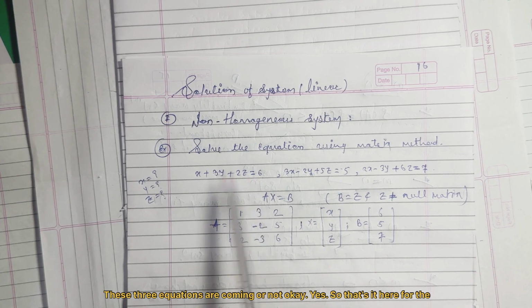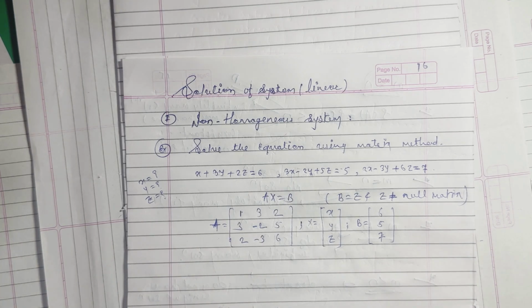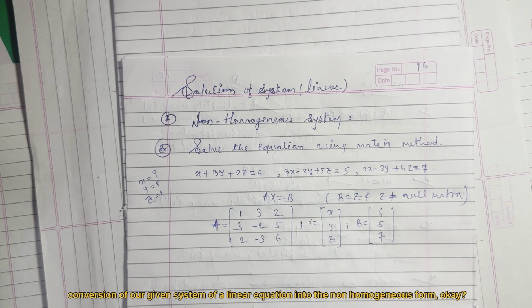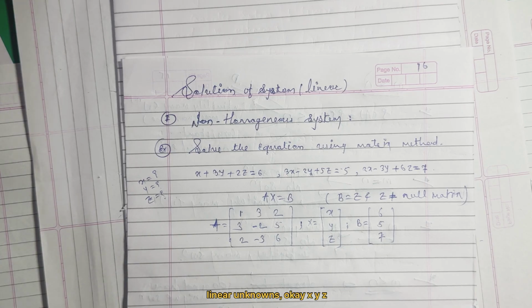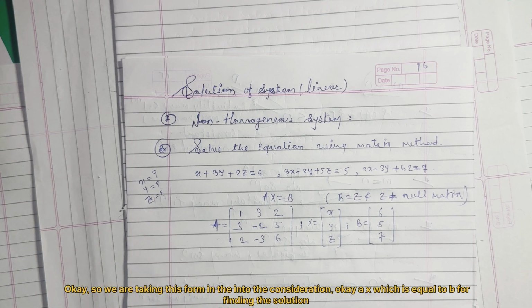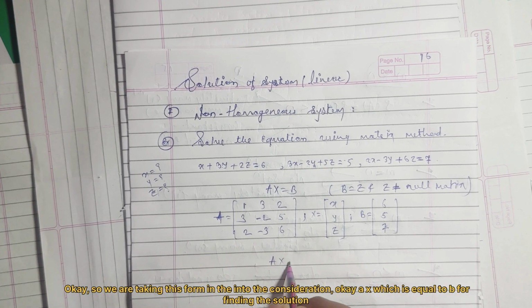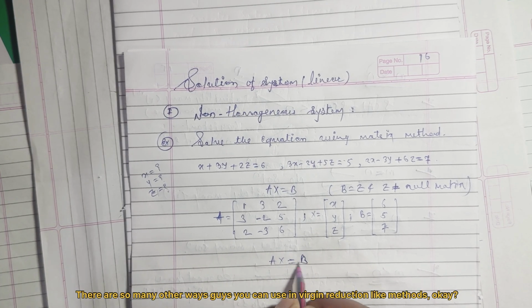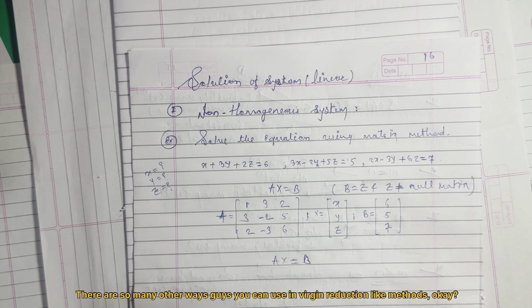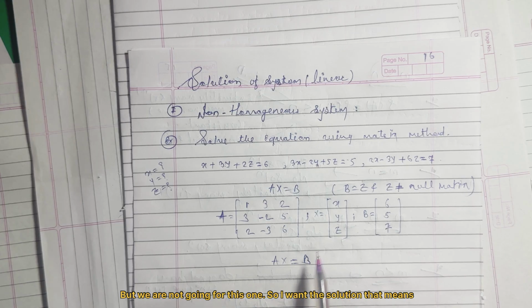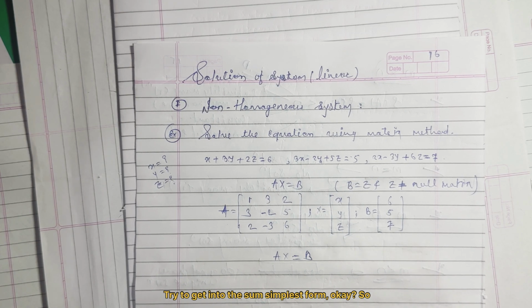Okay, so that's it for the conversion of our given system of linear equations into the non-homogeneous form. Our task is to find the inverse of a matrix and the solution for the unknowns x, y, z. So we are taking this form into consideration: AX = B, for finding the solution. There are many other ways, guys, like inversion and reduction methods, but we are not going for this one.